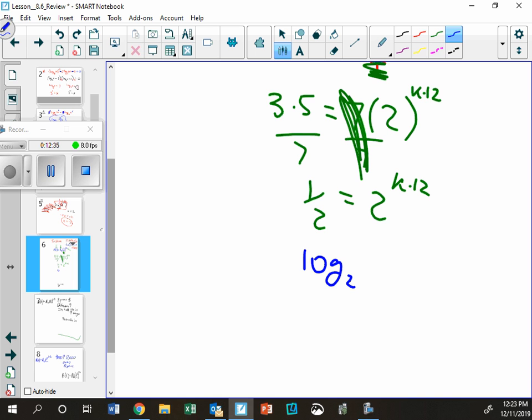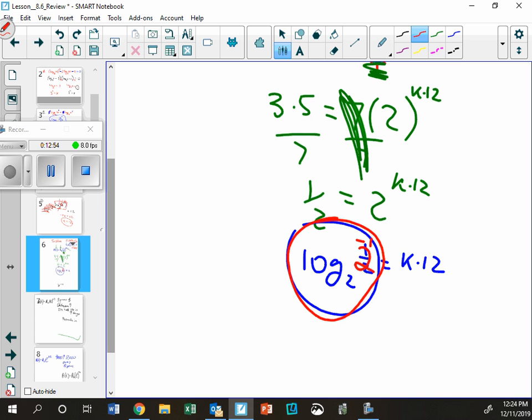So WG, can you tell me what to do next? Log base 2 of 1/2. Yes, and then this can be simplified. Because that 1/2 could really be written as a 2 to the what? Excellent. And that means this whole thing is really equal to what? -1. And then I'm going to divide both sides by 12. I found K.